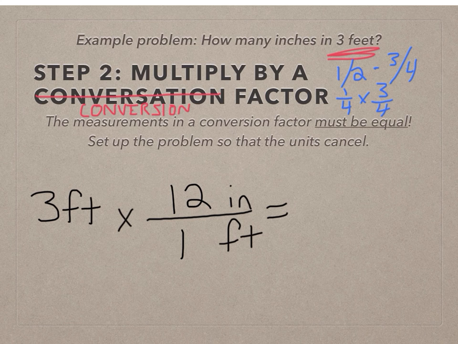When I'm done with that, I simply do the math. I cancel out feet. 3 times 12 is 36, divided by 1 is 36. So my answer is 36, isn't it? And I'm shaking my head no. What's the answer? 36 inches. It's really, really, really important to put your units on the answer.